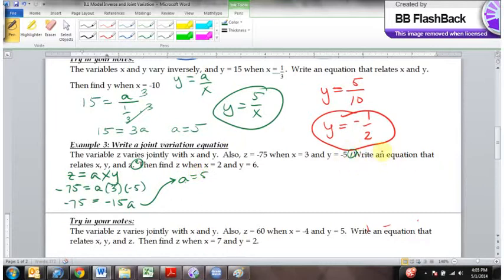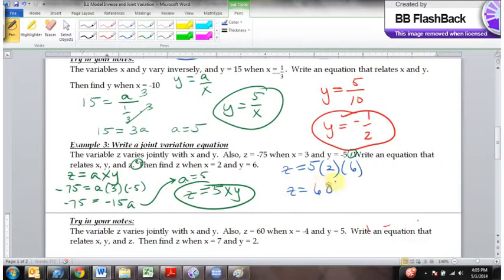So the question was, write an equation that relates them all. Well, now we can do that because we have an a. So z equals 5xy. Part 2 says, find z when x equals 2 and y equals 6. So let's plug it into this formula that we found. So z equals 5 times x times y. So z equals 5 times 2 is 10 times 6 is 60. And we're done with the second half. Try the next one on your own.